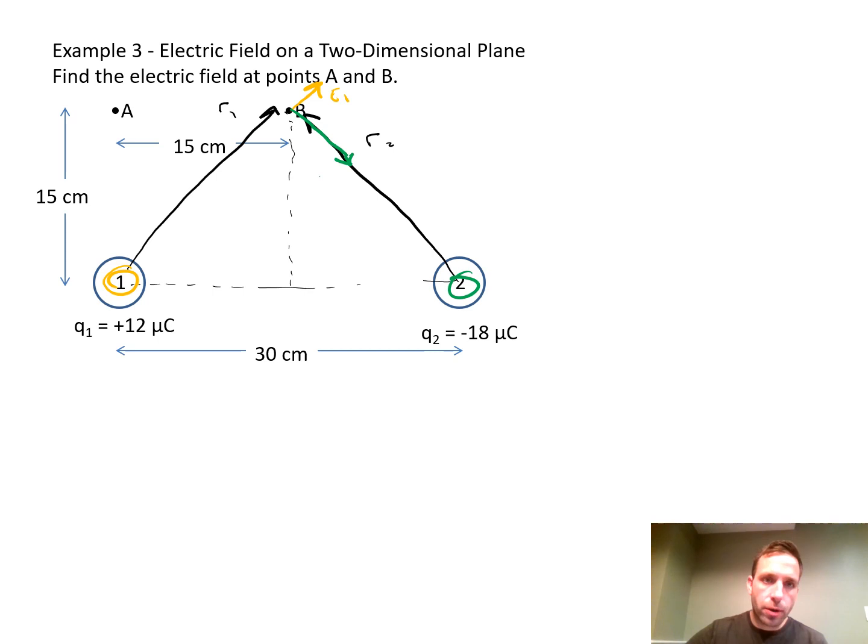And it would be stronger than the electric field from 1 because they're equidistant, but charge 2 is bigger than charge 1. Now the process for solving this is going to be really very similar to finding the electric field at part A. So I want you to take a few minutes and see if you can do it. And then on the next slide, or in a minute on the YouTube, you'll be able to see a picture of the solution.